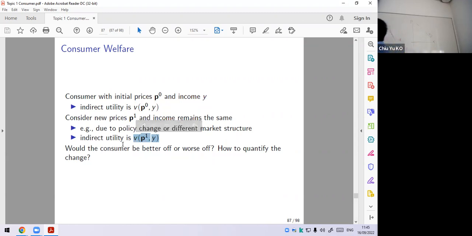We want to know how the consumer is better off or worse off, and how to quantify this change. Of course, here I talk about a change in price, but in practice, when you do modeling, you may say, suppose the firm is using a new advertising channel, changes the supply chain, or the market structure changes, right?